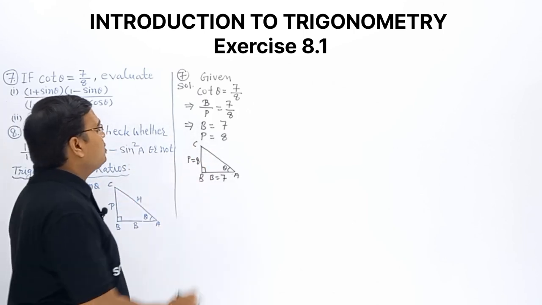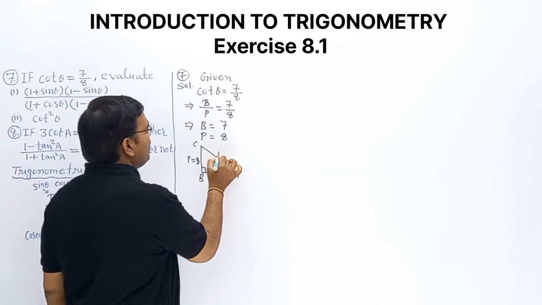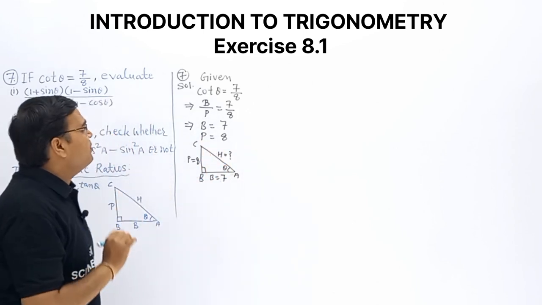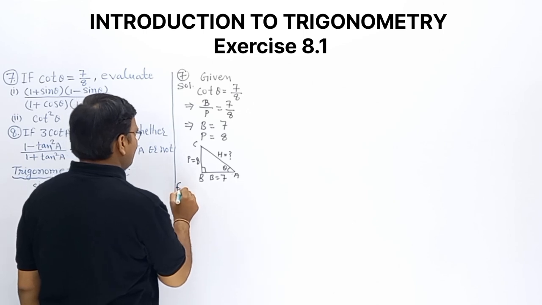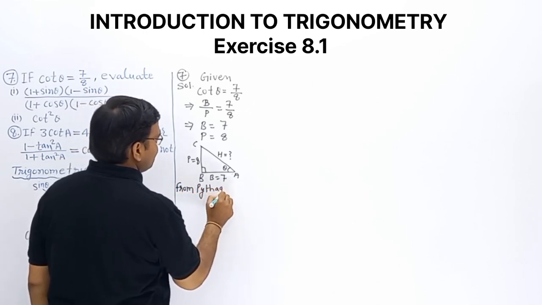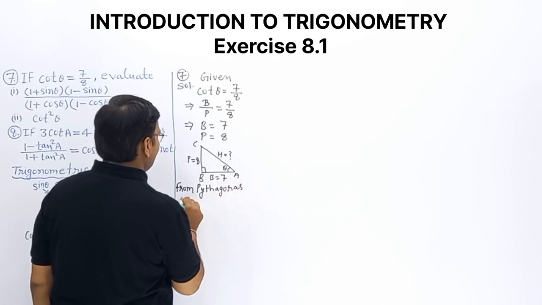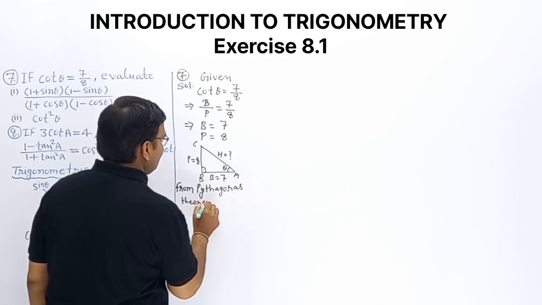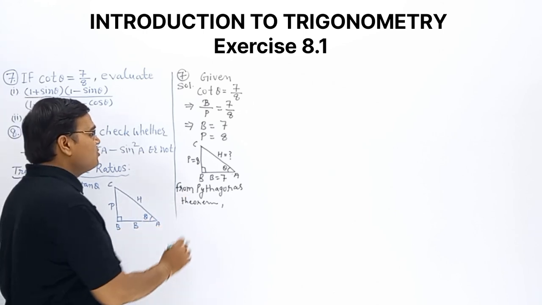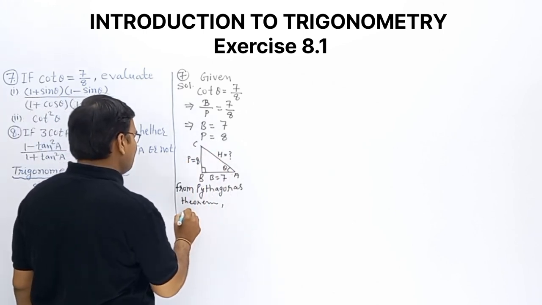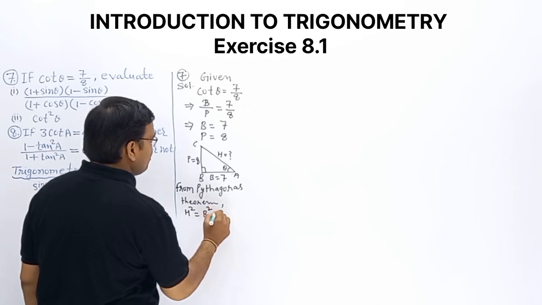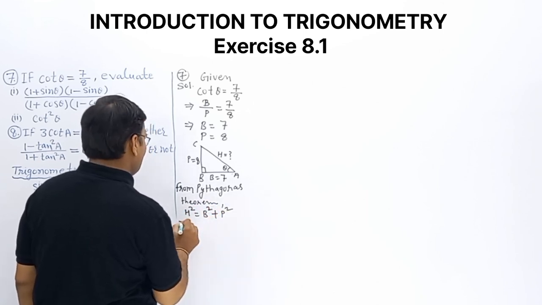Now this side is opposite the 90 degrees, so it is the hypotenuse. We don't know this one, but by using the Pythagoras theorem we can obtain this side. Yes or no? The Pythagoras theorem gives a relationship between these three sides: hypotenuse square equal to base square plus perpendicular square.